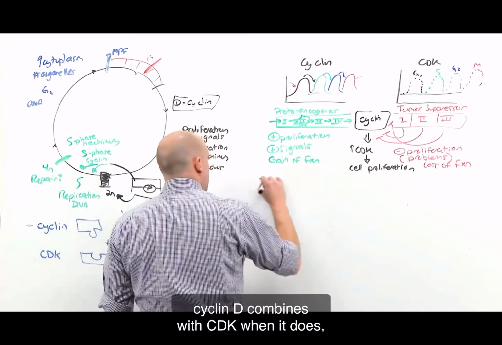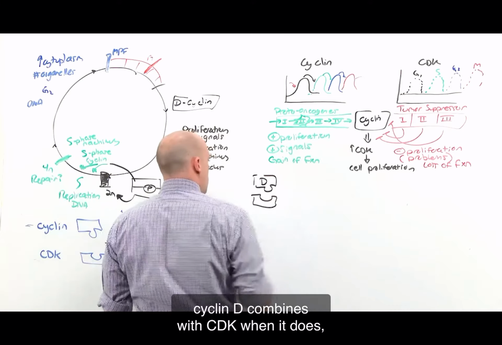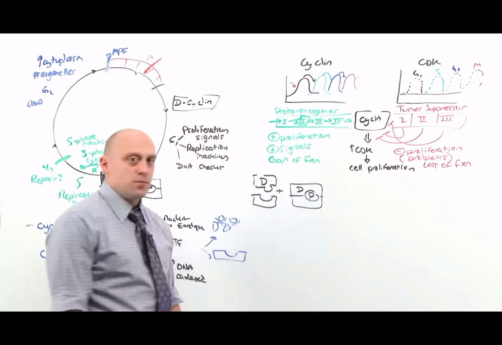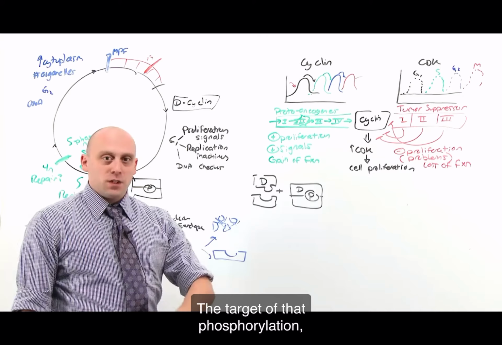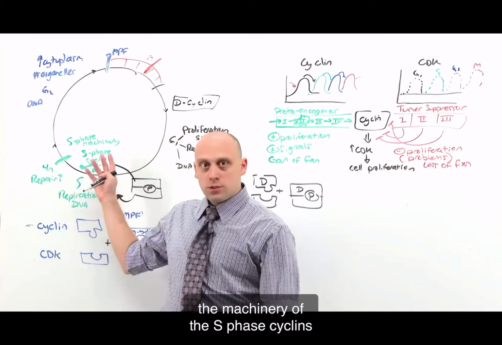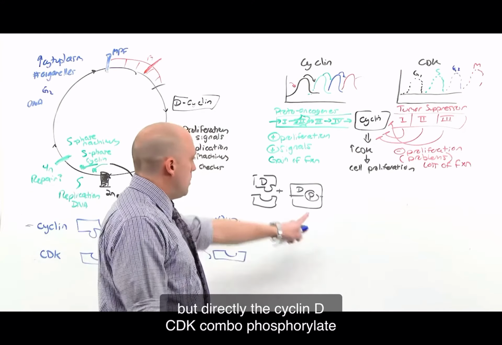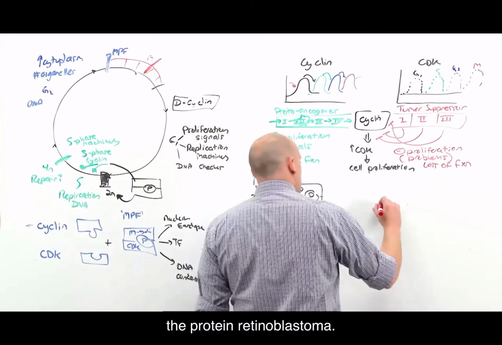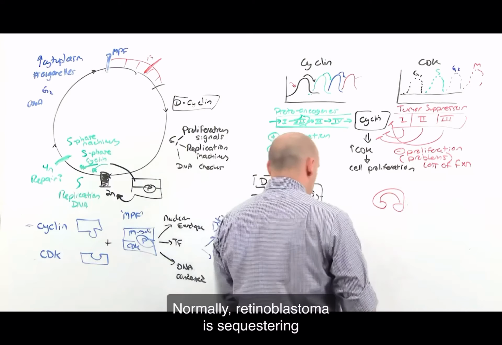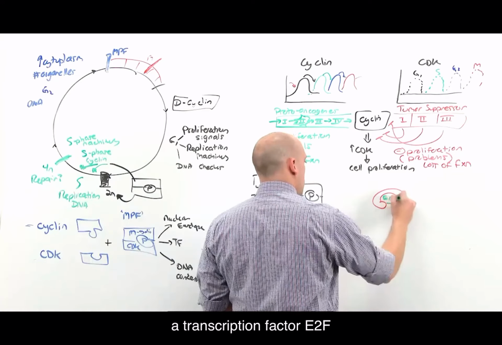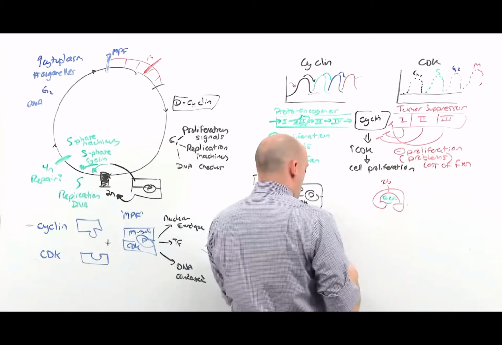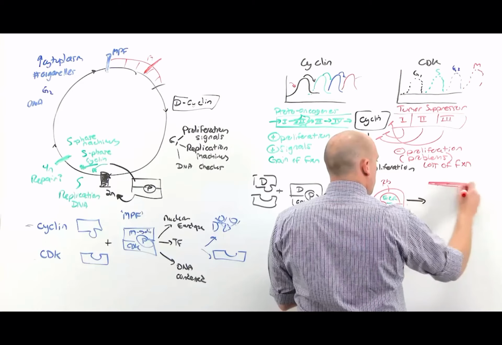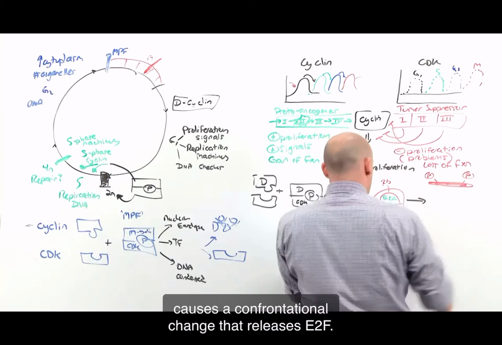Cyclin D combines with its CDK. When it does, it activates the kinase activity of CDK, which phosphorylates something. The target of that phosphorylation, as we talked about already, is going to be the S-phase machinery, the S-phase cyclins, but directly, the cyclin D CDK combo phosphorylates the protein retinoblastoma. Normally, retinoblastoma is sequestering a transcription factor, E2F. And with the kinase activity, phosphorylation of retinoblastoma causes a conformational change that releases E2F.